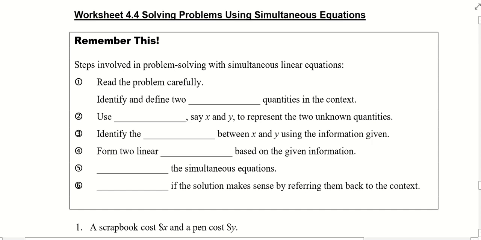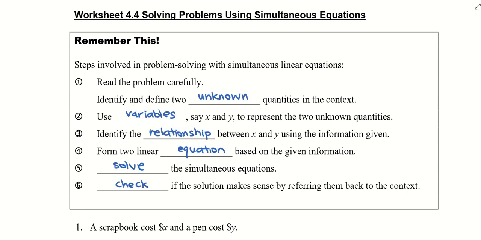Hi class, today we're going to learn how to solve word problems using simultaneous equations. So let's fill up the blanks and I'll explain more. These are the steps to solve the word problems, and I think the most important step would be actually to identify the two unknown quantities in the context. So quantities can be such as number of pens, number of books, or number of children.